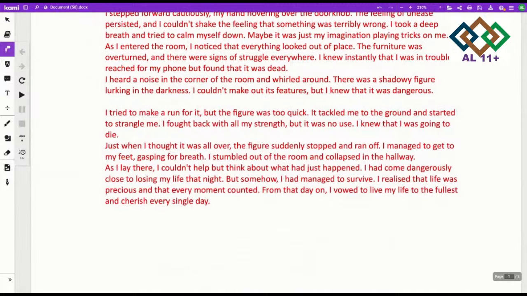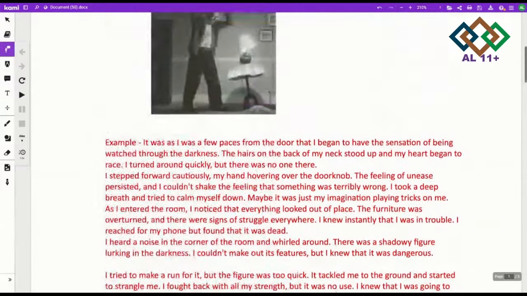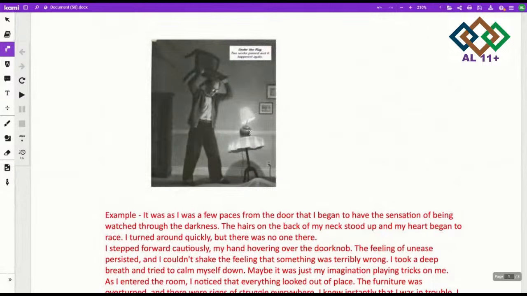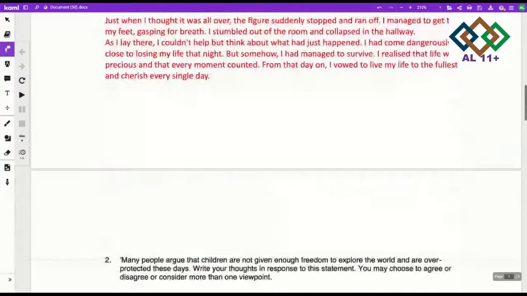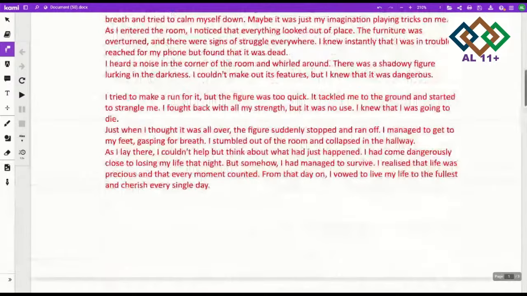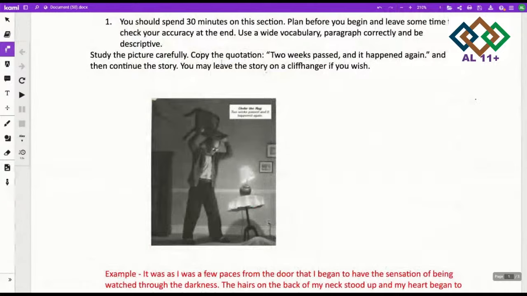And if you had to write, you could have described the lights, what's happening to the lights. You could have also said something about the chair. You could have described the chair. So you have to be really careful when you have something like this in your creative writing. You have to think about the quotation. You should have started with this quotation: "2 weeks have passed and it happened again." So you could have just started with this quotation and the example that I've shown you guys.